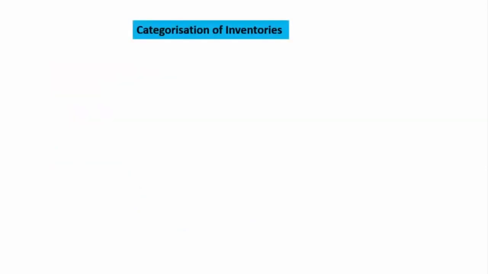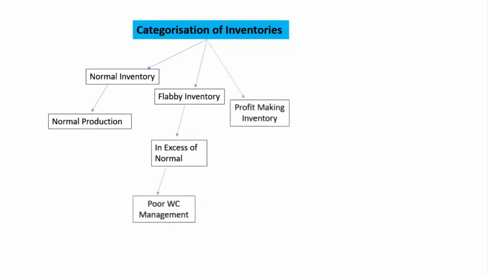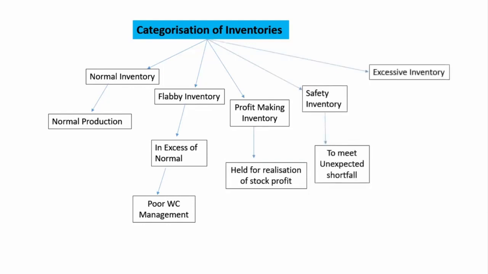The inventories were also categorized into normal inventory. These are all the inventory which are required for the normal production. Then comes flabby inventory. This is in excess of the normal requirement, and this arises because of poor working capital management. Then there is something known as profit making inventory, which is held for realization of stock profit. And there is also safety inventory. This is to meet unexpected shortfall that may arise, and there can also be excessive inventory which may arise because of, say, imports or because of government controls.